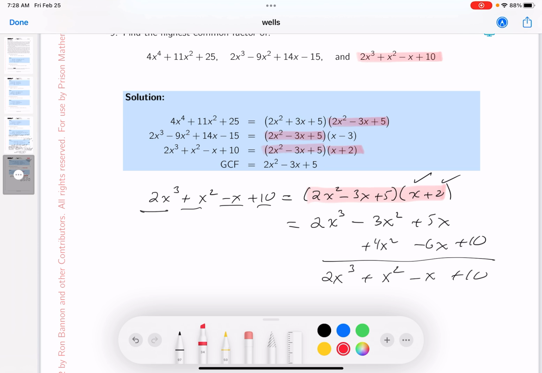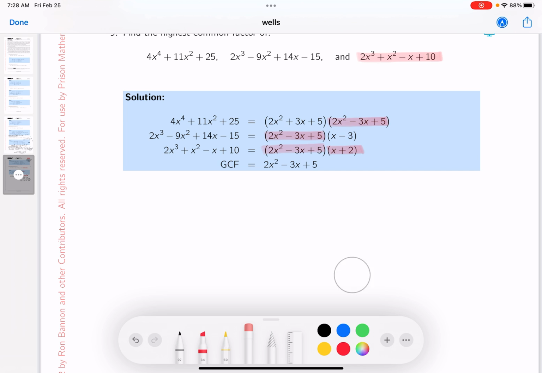What's common between all three terms? There's only one thing factor-wise common between those three terms. And the factor that's common between those three terms, I'm going to highlight that again for you. This is the only thing that's common between those three terms. So that means that's what the GCF is.